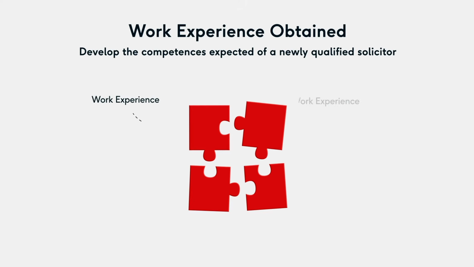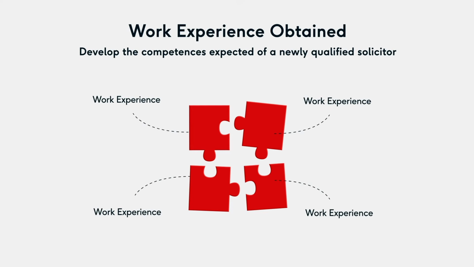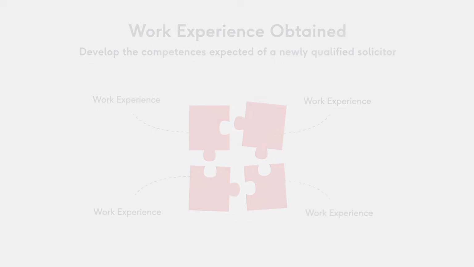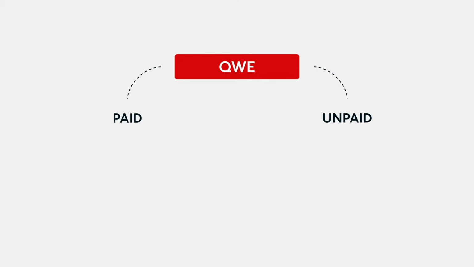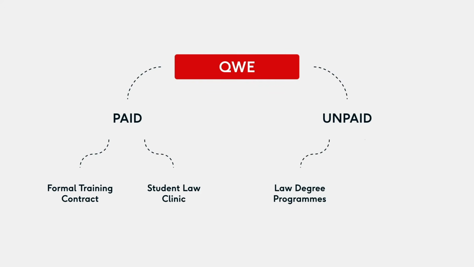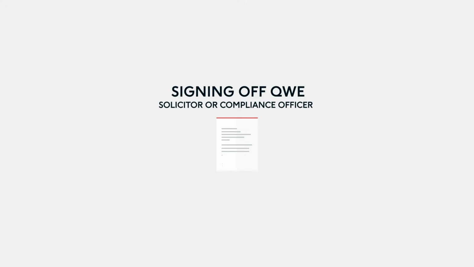Such work experience can be pulled from 4 different places or be gained in one block of time. QWE can be paid or unpaid work and could include periods of experience acquired under a formal training contract or through working in a student law clinic as an apprentice or a paralegal, or through a placement as part of law degree programs, or work at a voluntary or charitable organization could all contribute to this requirement. QWE must be signed off by a solicitor or compliance officer for legal practice.